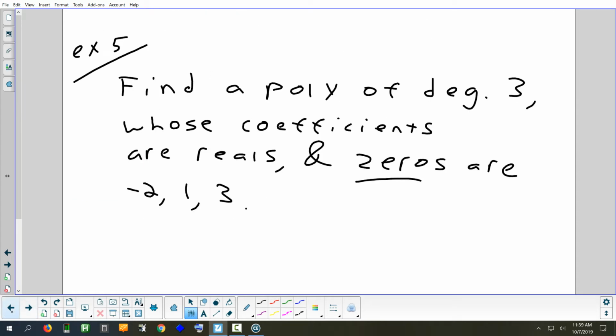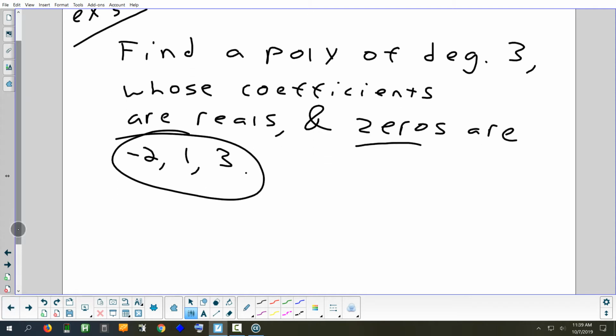So let's finish up with these two. I want you to find a third-degree polynomial that has these as zeros: -2, 1, and 3. Now, there's a lot of different ways to say this information. I'm just going to use the -2. If -2 is a zero, it means -2 is a root.